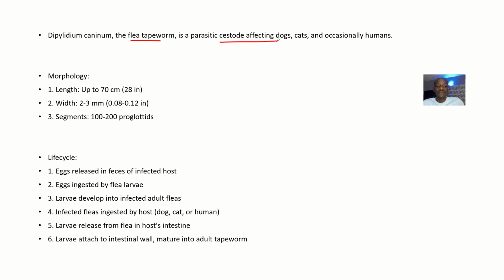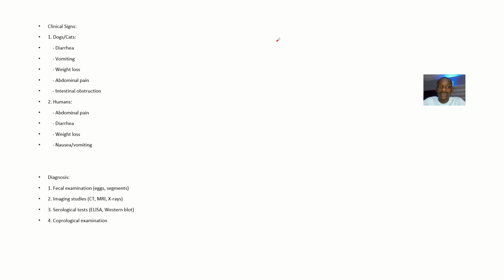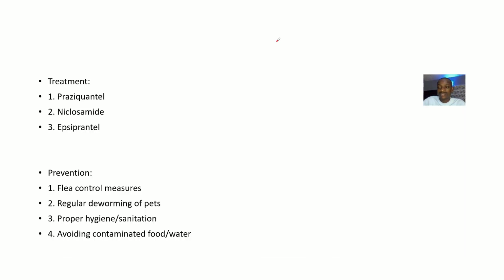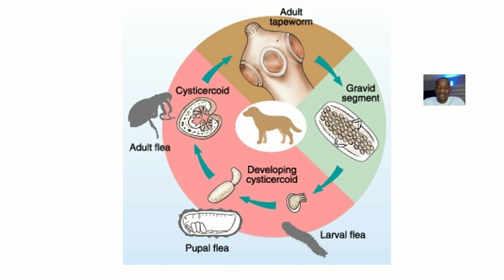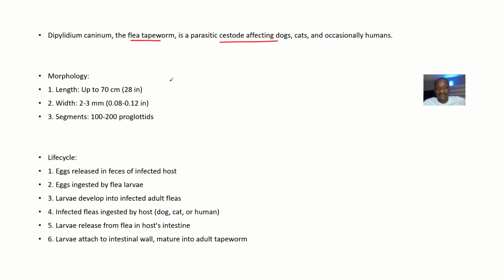Alright. So it will affect humans probably when you take contaminated food or water, or maybe cat meat or dog meat that was undercooked or not properly processed. Okay, so we'll be looking at the morphology of this organism, the life cycle, and the clinical signs. If it is affecting dogs and cats, what will be the clinical signs? If it is affecting human beings, what will be the clinical signs? We'll look at the diagnosis, the treatment, and possible prevention measures that could be taken against this organism.